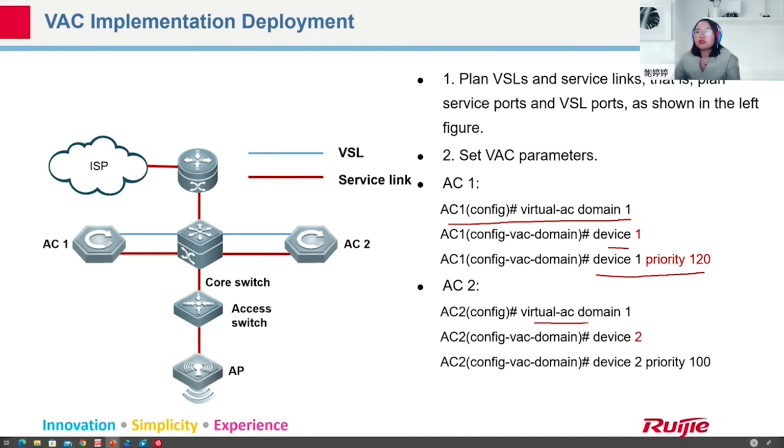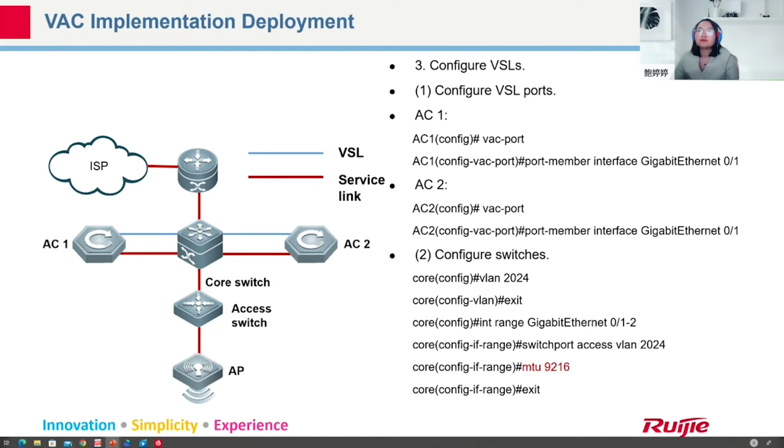And about the AC2, the virtual AC domain should be the same as AC1, domain 1. And the device number is 2, and the priority is 100. So the result, AC1 will become the active device, and the AC2 will become the standby. Then we have to configure the VSL link. On AC1, we have to create a VAC port and add one link, gigabit 0/1, this interface, into the VAC interface, and do the same configuration on AC2, adding the interface into the VAC port.